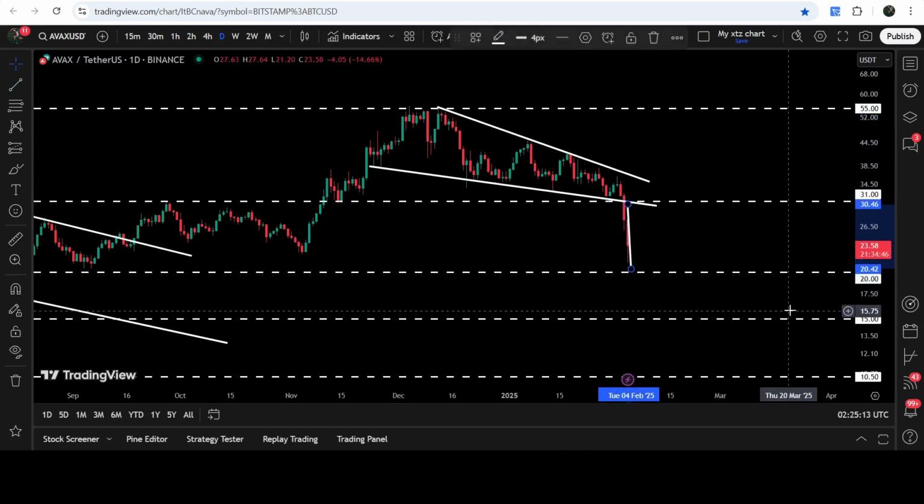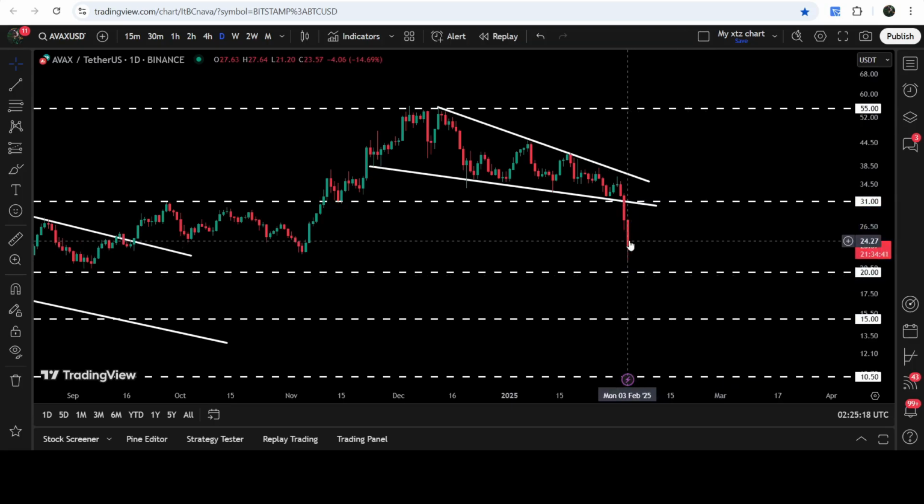That was at this long-term support of $20. And you can see that the price has almost reached there, very close to hitting that target. So far, it has dropped up to $21.20.